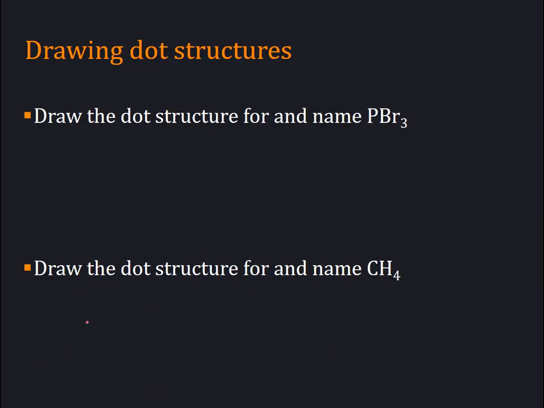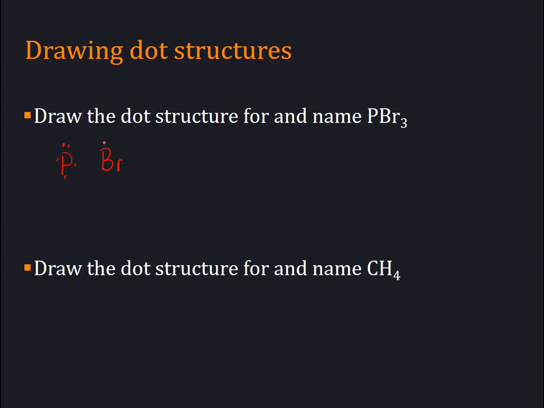Now let's just do a little bit more practice with that on drawing those structural formulas. So draw the dot structure and name PBr3. All right, so it's easy to start with phosphorus. If we look on the periodic table, it's a group 5 element, which means it's got 1, 2, 3, 4, 5 valence electrons, and it's got 3 places to make bonds.